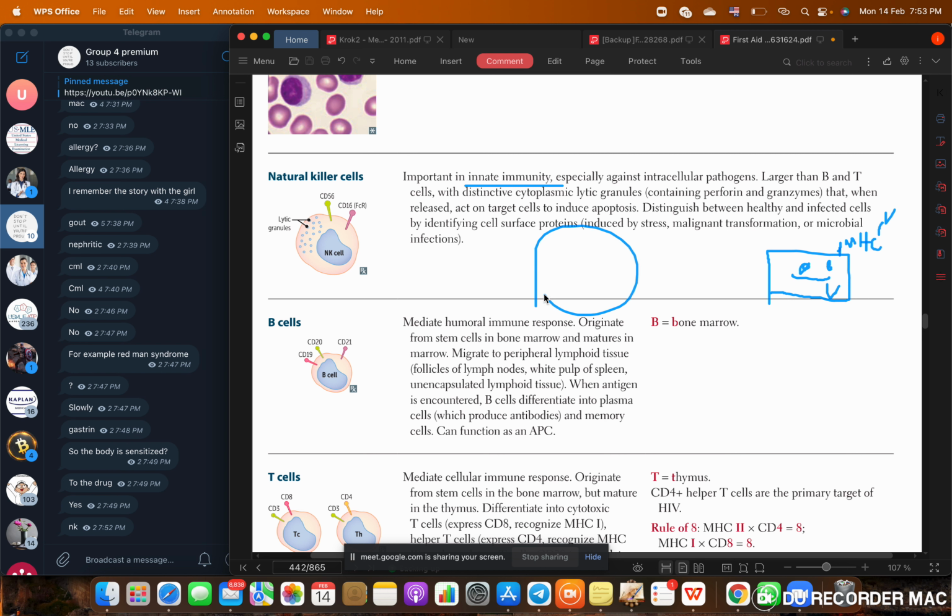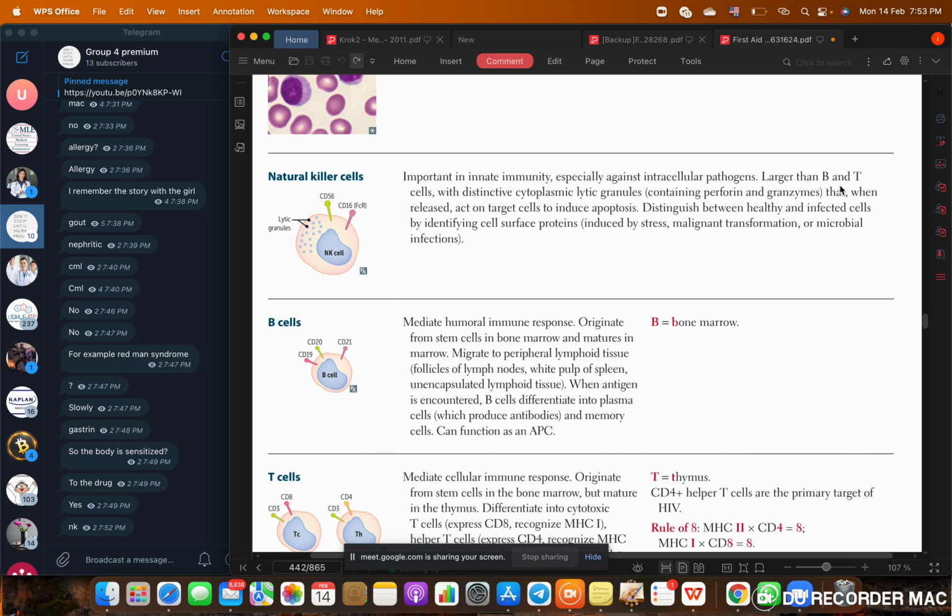Who sees it? The natural killer cells. When the natural killer cells see the cell that is virally infected asking for help, what does he do? He kills it. Okay? So he kills it using granzyme and perforins. So again, the virally infected cell is going to present the virus on its surface utilizing the MHC class 1, and when the natural killer cell sees that, it kills it.